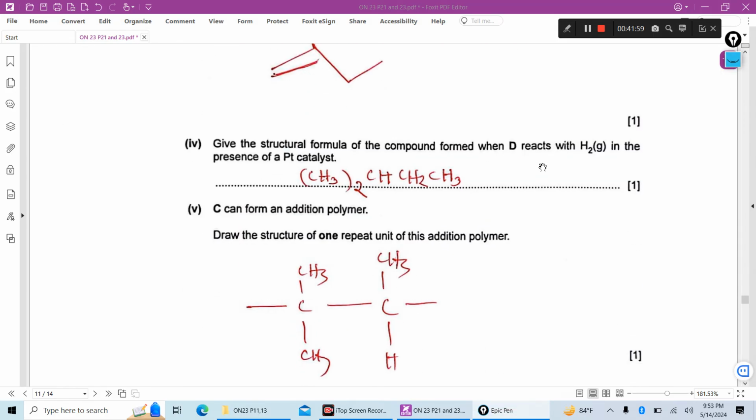So this will be CH3 whole to CH, CH2, CH3. And C can form an addition polymer. Draw the structure of one repeat unit of this polymer. You know, this double bond becomes a single bond, and this carbon has CH3, the right carbon has CH3 and H, with two bonds open on both sides.